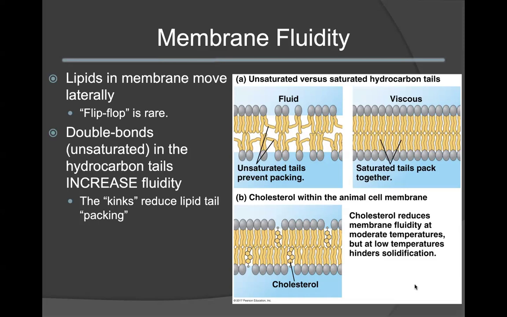Remember that there are double bonds that are present in one of the hydrocarbon tails. This will allow for a kink to be present, and this kink will allow for space between the phospholipids. This will help with the lateral movement.